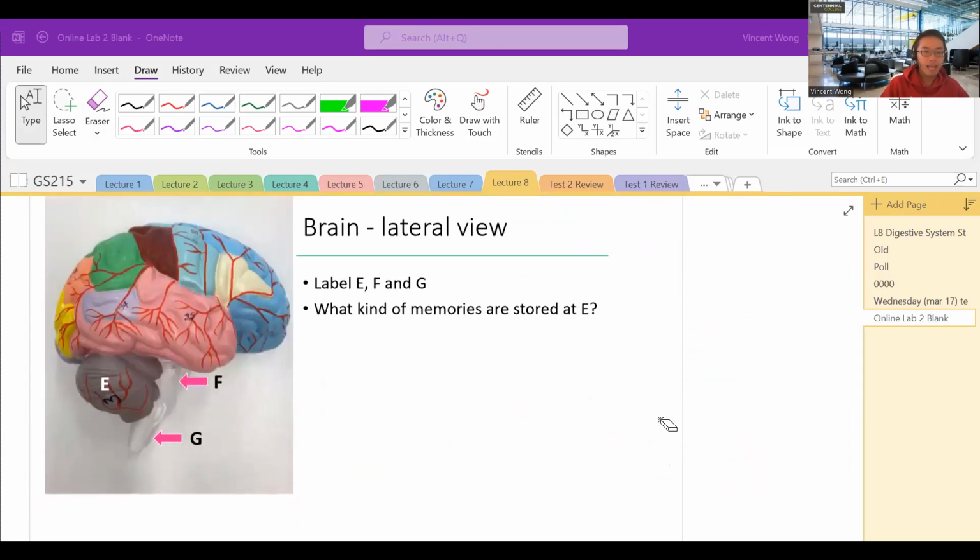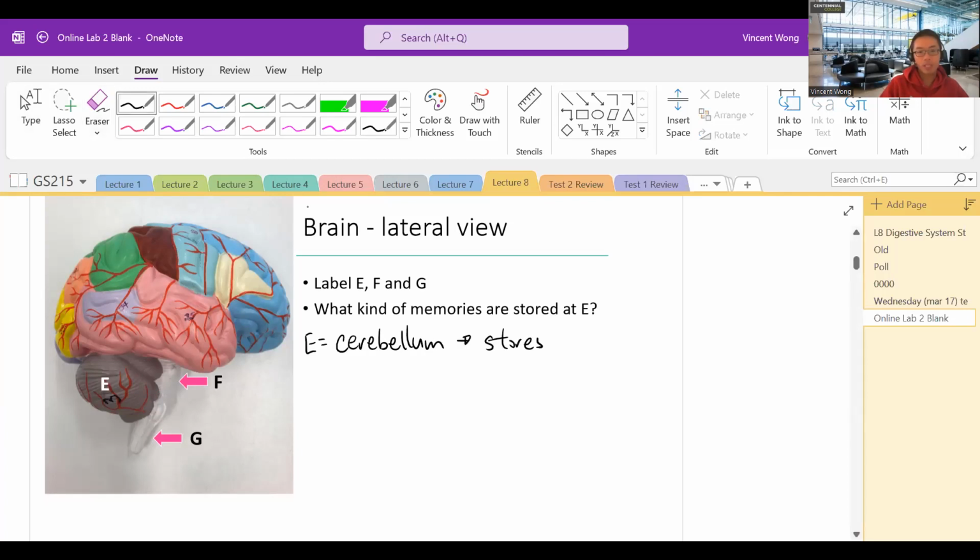Okay, E, F, and G. E is the cerebellum, located at the back. And what kind of memory is stored at E? It stores skill memory, right? So typing, riding a bike, shooting a basketball. That's skill memory, and it's stored in the cerebellum.